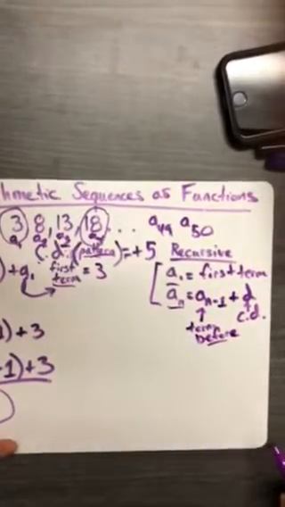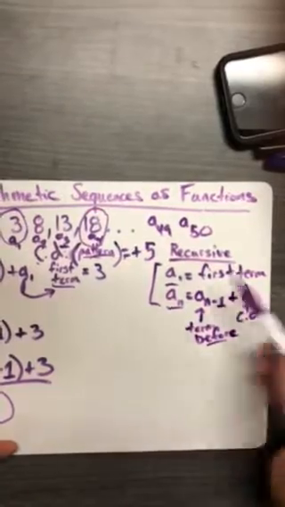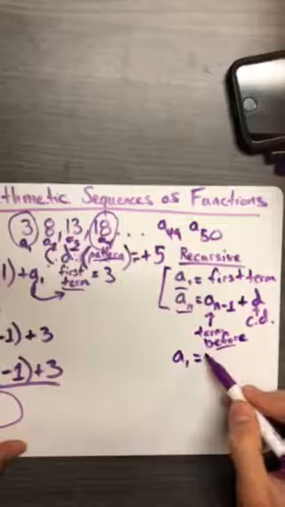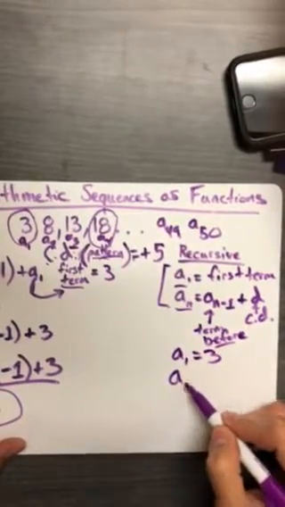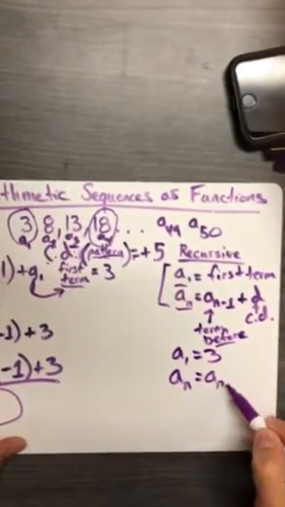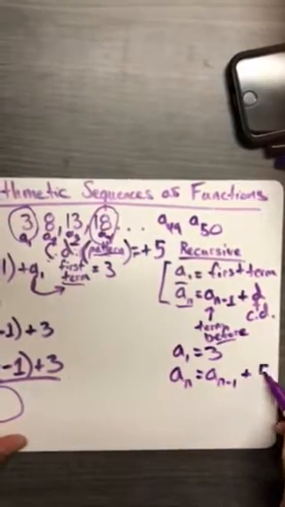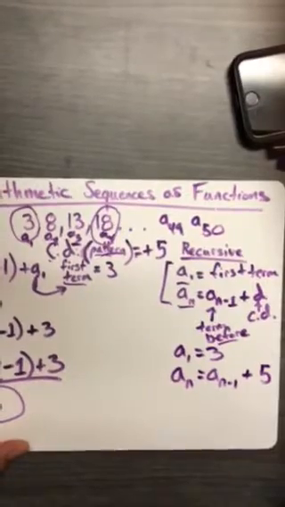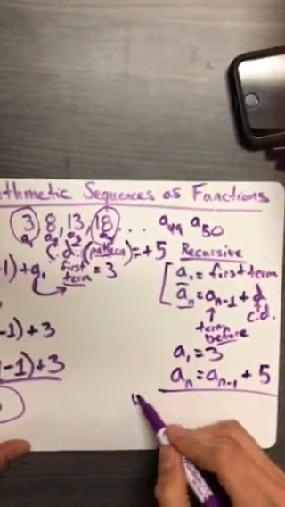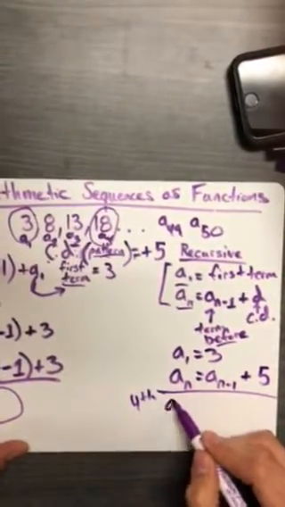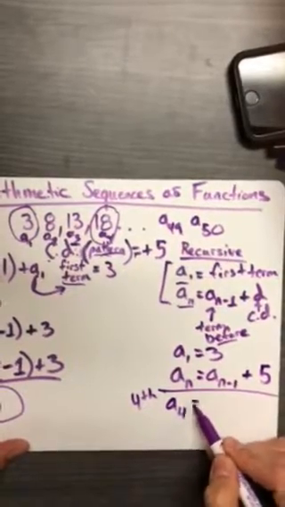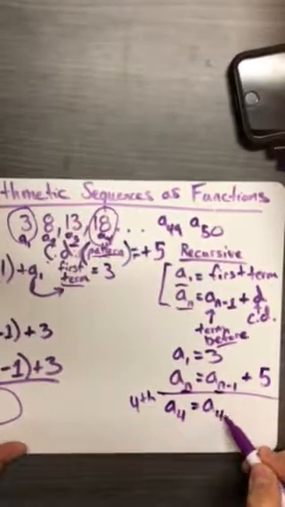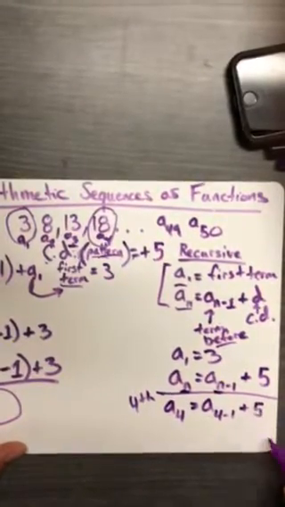This a sub n minus 1 just represents the term before the term you're trying to find, which is a sub n. So for example, let's write our recursive formula for the sequence we have here. Our a sub 1 is our first term, 3, and then we write a sub n equals a sub n minus 1 plus our common difference, which was 5. For example, if we want to find the fourth term, I plug in 4 for all my n's in my equation: a sub 4 minus 1 plus 5.